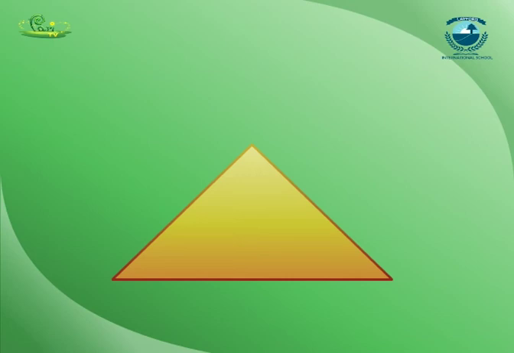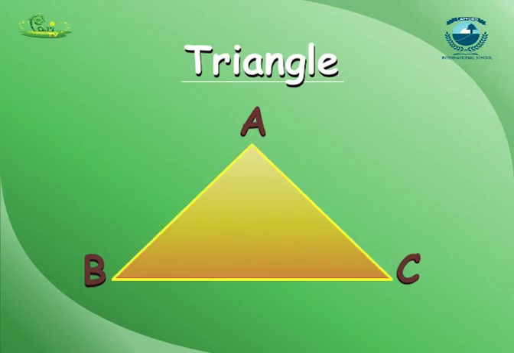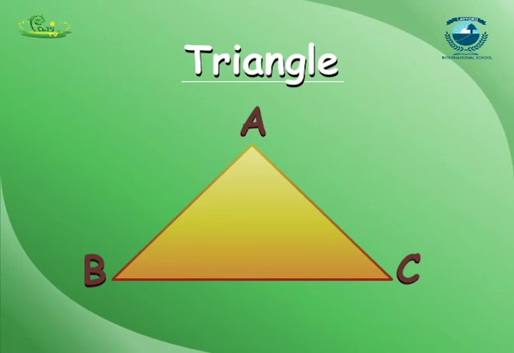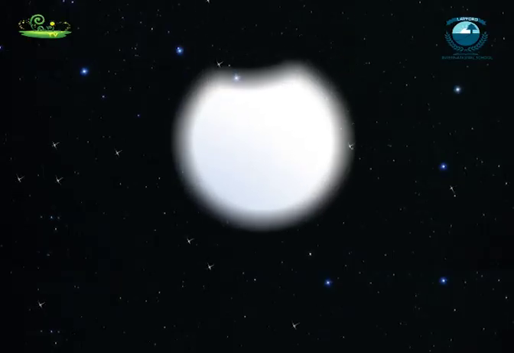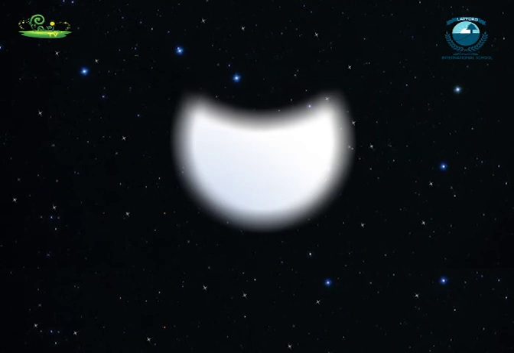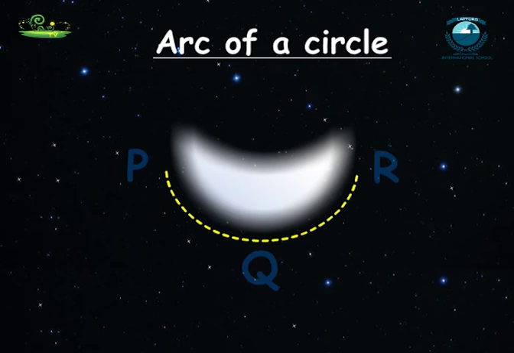Can you see this figure? Yes? And tell me the name of this figure. Don't know? It's a triangle. The polygon formed by the three sides is called triangle. Have you seen the moon when it is not full moon night? How does it appear? It is like an arc of a circle. An arc is a portion of a circle. Here, PQR is an arc of the circle.